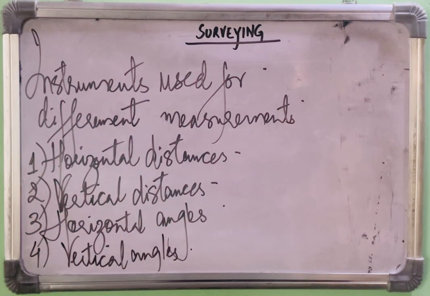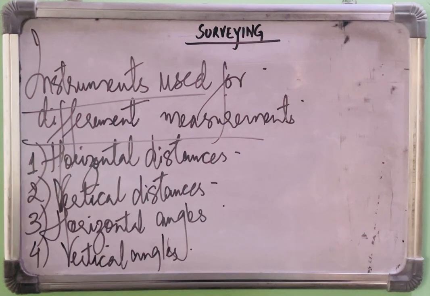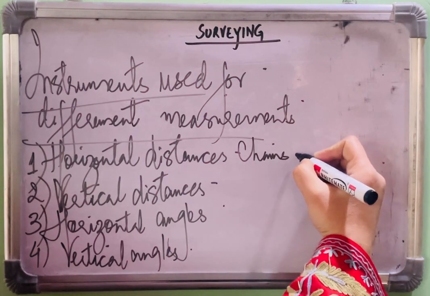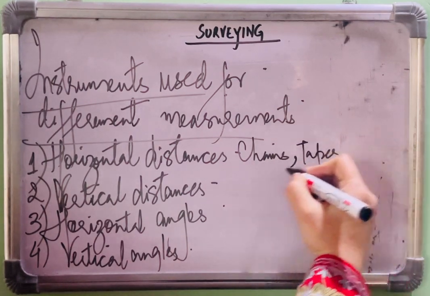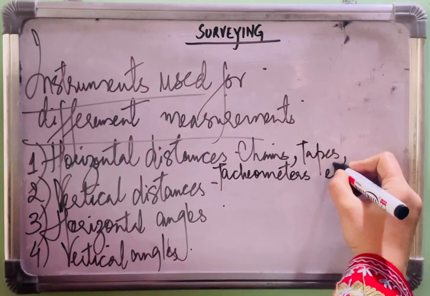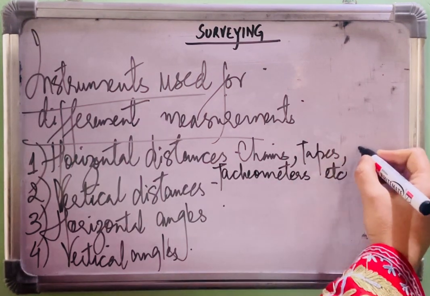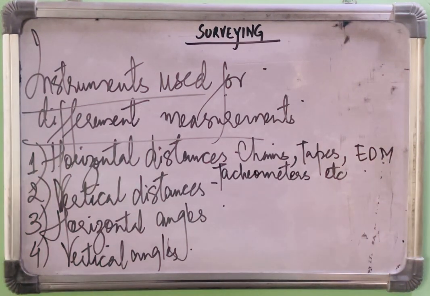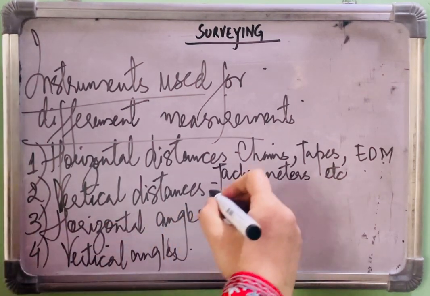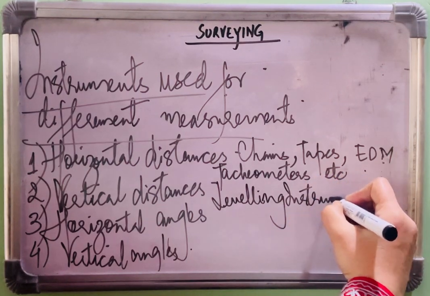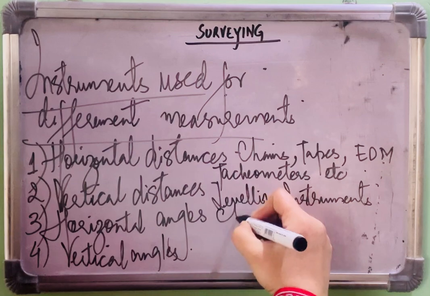The instruments used for measuring horizontal distances are chains, tapes, tachometers, EDM, etc. EDM stands for electronic distance measuring instruments, or electromagnetic distance measuring instruments. We measure vertical distances by leveling instruments or clinometers.